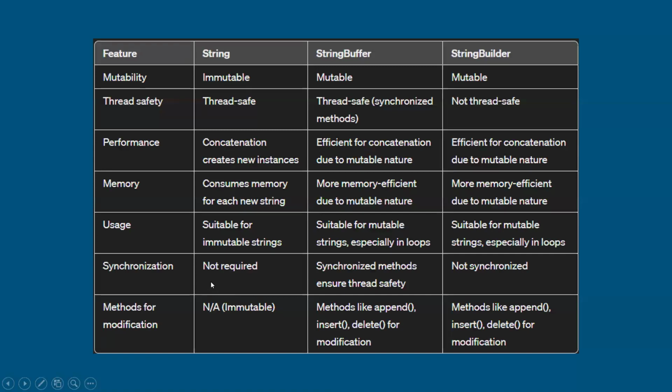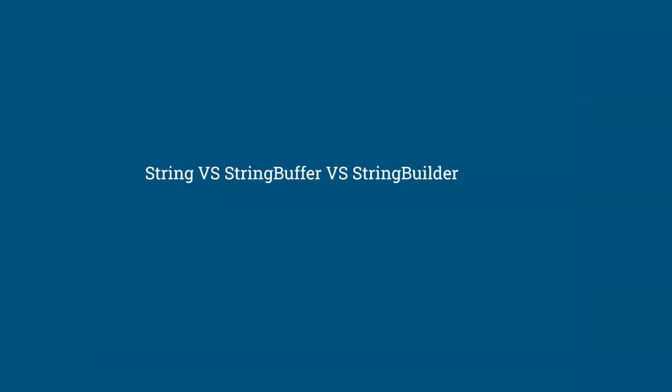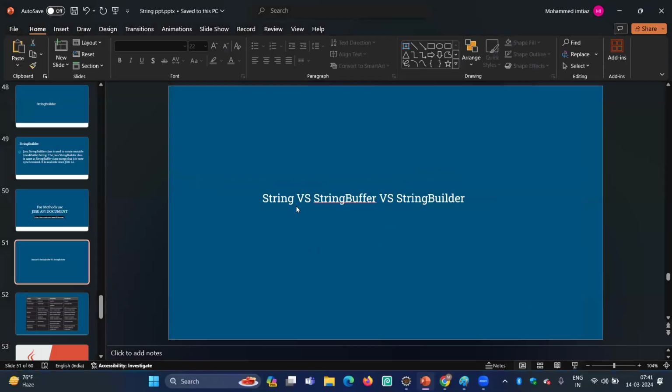For String, synchronization is not required because it is inherently thread safe. Synchronized methods ensure thread safety in StringBuffer, and non-synchronized in StringBuilder. Yes, we have already discussed this one, right? For modification, String has no methods, but we have append, insert and delete methods in StringBuffer and StringBuilder. So this is the main difference, guys, between String, StringBuffer and StringBuilder. I hope you have understood what exactly the differences are and how we can work with them.